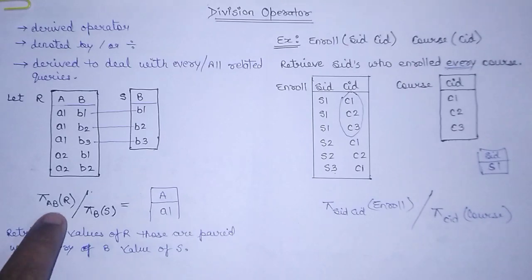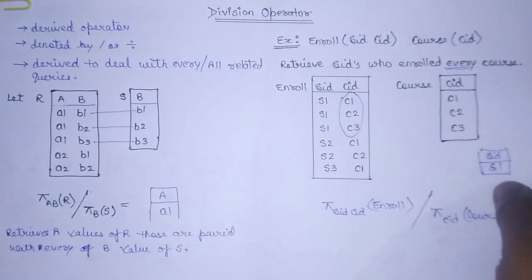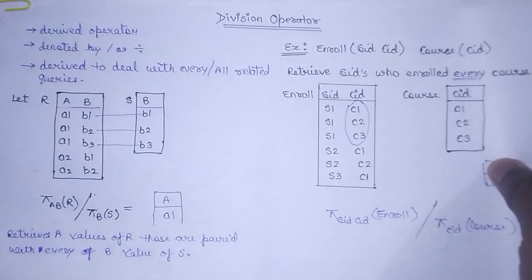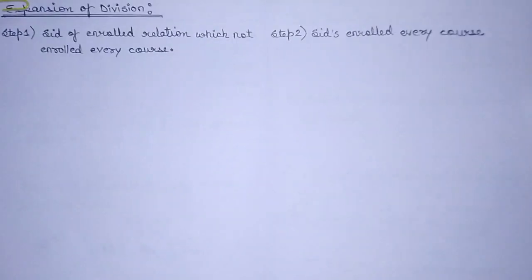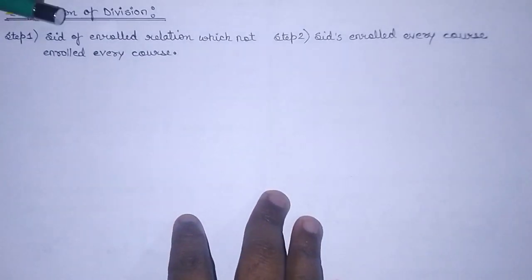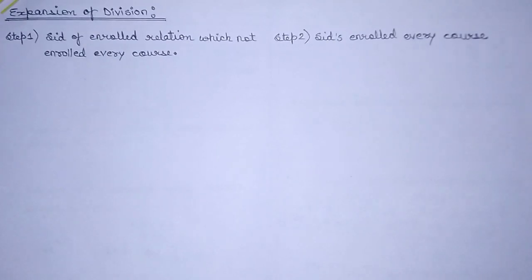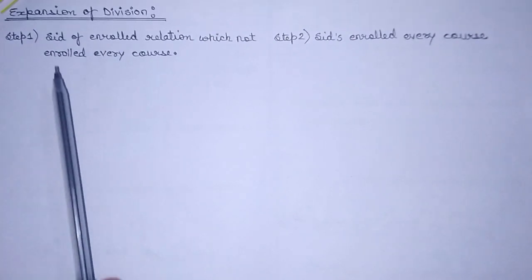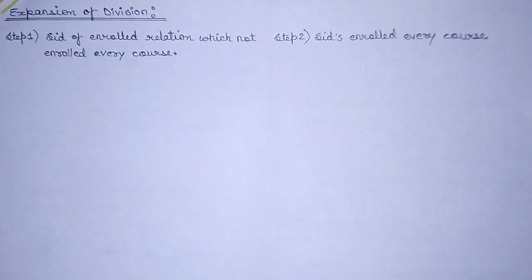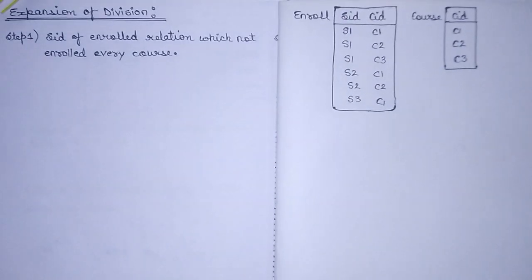So let's try to expand this particular division using the basic operator to get a clear idea of how it actually works. So see, here I am dealing with the expansion of division. You can see that the expansion of division is done in two steps. First step is we have to find out the complement. I already told in the previous video that whenever we have "every" in the statement, what we exactly do is we subtract the complement of every from all. So similarly we will be doing that thing only.